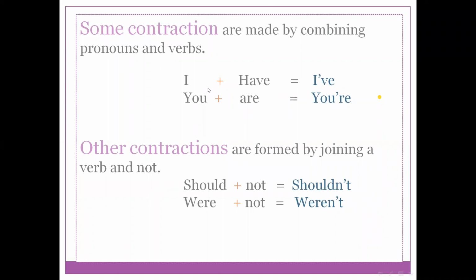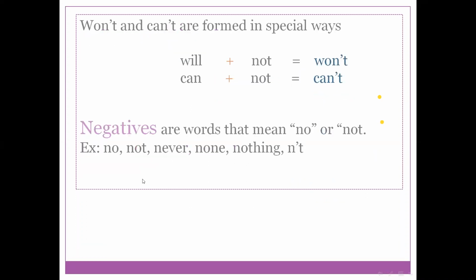I told you that some contractions are formed by combining pronouns and verbs, and some contractions are formed by combining a verb with not. Won't and can't are formed in a special way. Don't forget that won't and can't are formed in a special way. Like will not, it becomes won't, and cannot becomes can't. You have to memorize how we write it, okay?